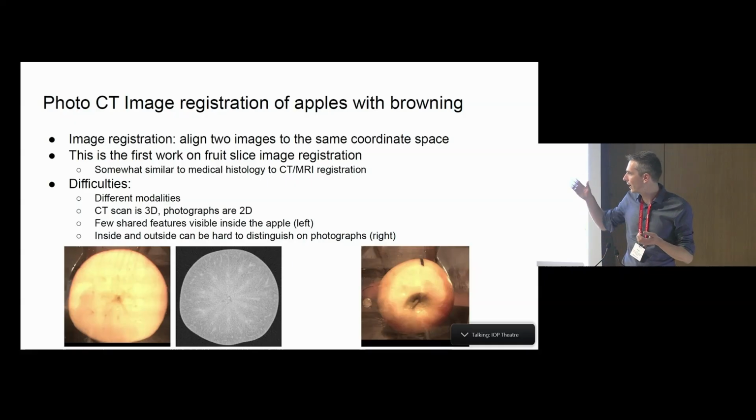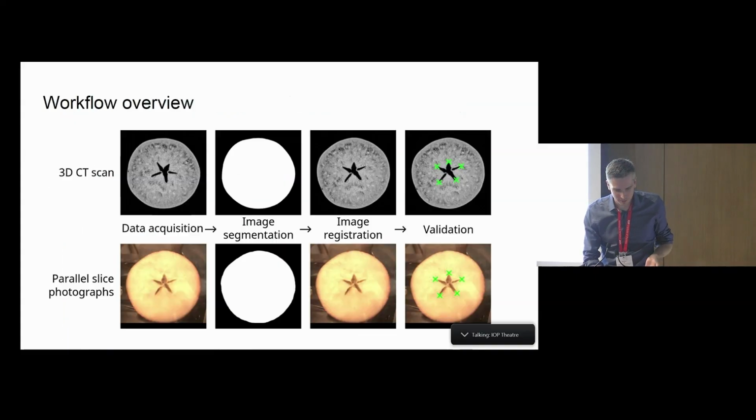But you do have the outer shape of the apple, but even that can be hard to distinguish on photographs, because this photograph shows an apple where only a small part has been cut off from the top, but because the peel is also quite yellow, it can be quite tricky to distinguish where does the peel end and the inside begin. So to still work with these difficulties, I developed the following workflow. So there's 4 steps, and in the remainder of the presentation, I will go briefly into each of these steps.